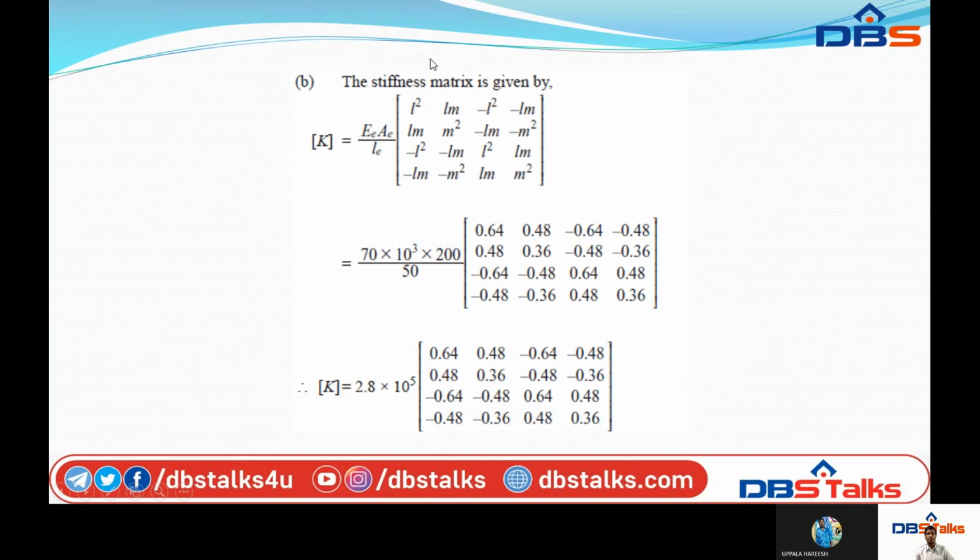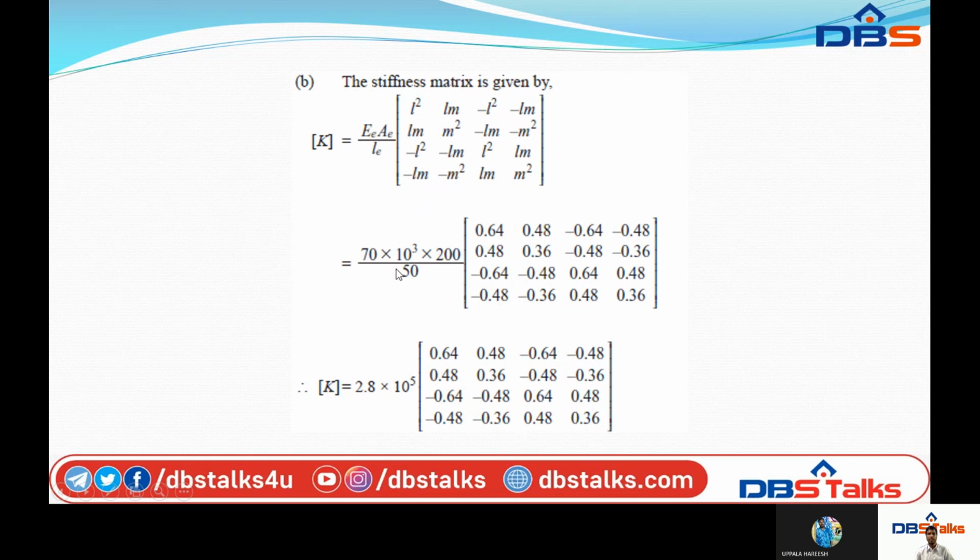After that, finding the element stiffness matrix, that is K for the truss element, AE by L, instead of C and S, I am writing l squared, lm, minus l squared, minus lm; lm, m squared, minus lm, minus m squared; minus l squared, minus lm, l squared, lm; minus lm, minus m squared, lm, m squared. Both are similar and both are parallel. You need not be afraid of that. You have to write l instead of C, and instead of S you have to use m.